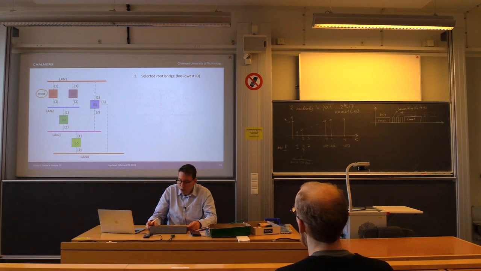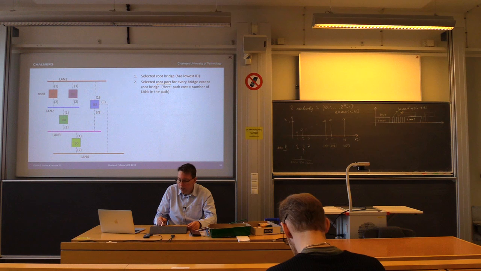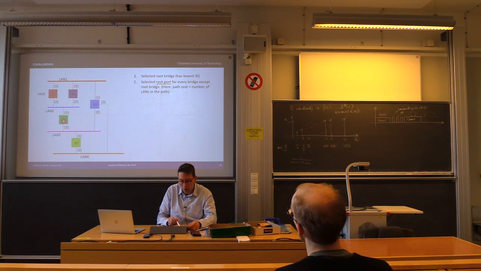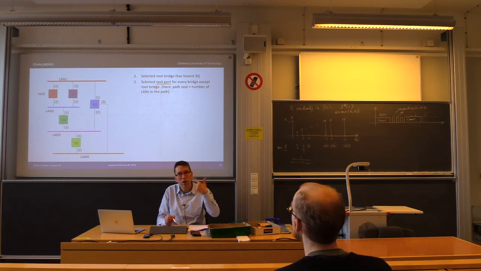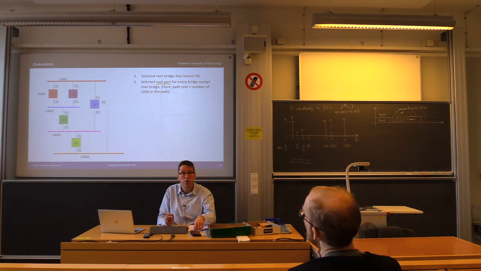Then step number 2 is to select the root port for each bridge. Okay, so what is the root port? It is the best port to reach the root bridge, and it's the best port in terms of having the lowest cost. And here we assume that once we need to go over a LAN, it costs 1. If I need to go over 2 LANs, it costs 2. So each LAN that we traverse has an additional cost of a unit, 1.